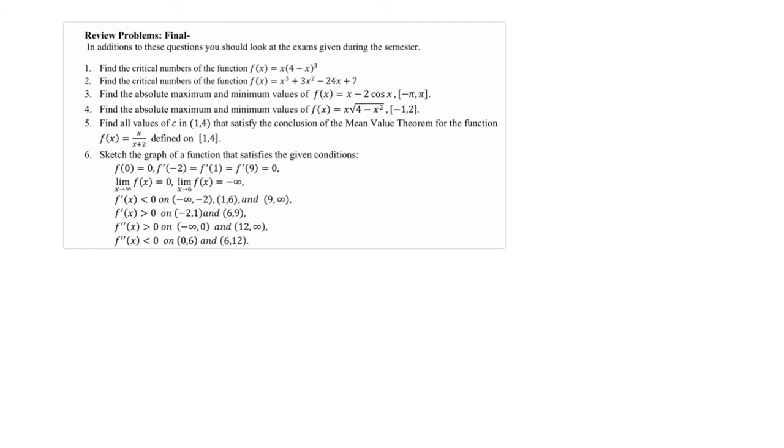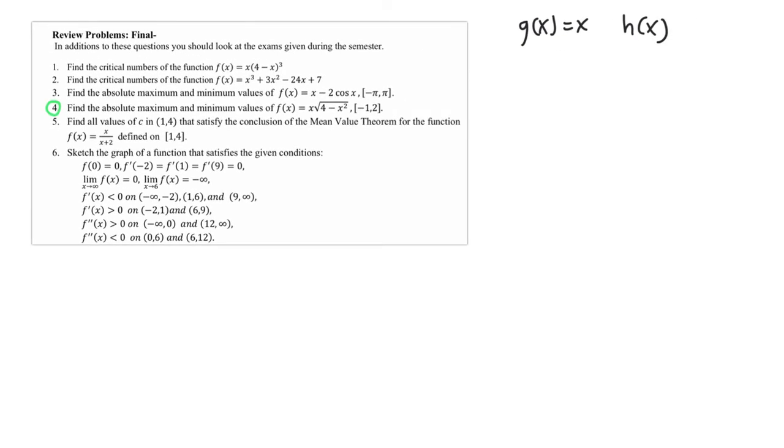Okay, looking at the next one, which is problem number 4. Find the absolute maximum and minimum values of x times radical 4 minus x squared in the interval -1 to 2. So with regards to that one, let's do the power rule. Now I'm going to call the x g of x. So g of x equals x. We're going to call h of x radical 4 minus x squared, but I'm going to represent that as 4 minus x squared with a 1/2 over it.